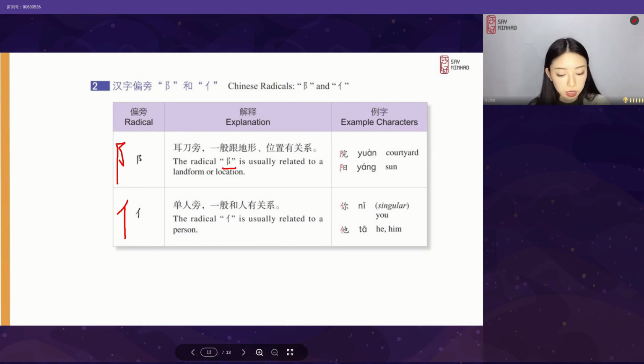The first example character is 院, as in 医院. It means a courtyard, a playground. So this is about a location, right? You can see it is written like this, and the radical on the left part is 耳刀旁.